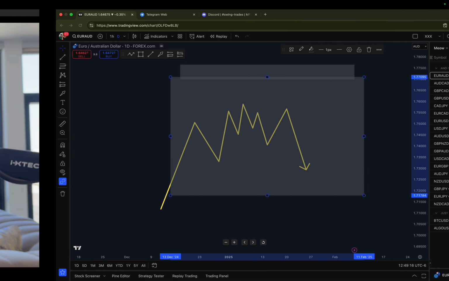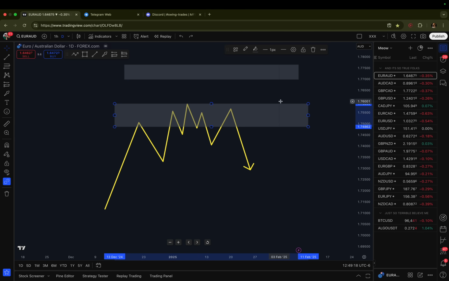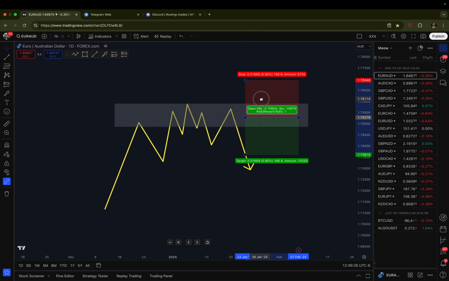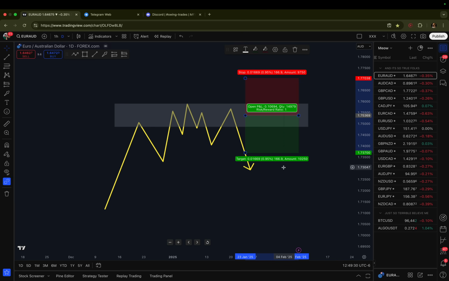Where does your entry go? Where does your stop go? Where's your target? You can't trade like that. Now, however, if you're trading off a zone like this right here, and you enter somewhere in the zone, we're going to talk about the entries in a second. Now you have a really clear area where you can put your stop outside the zone and you can put your target somewhere below, right?